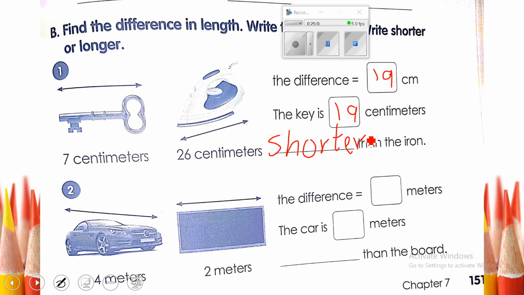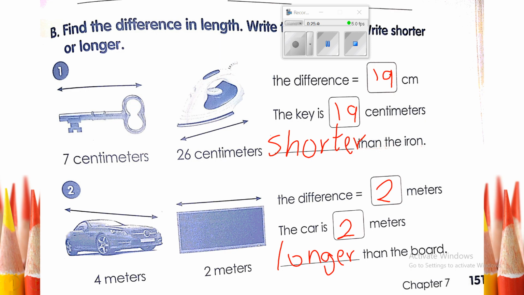Now I have a car, a real car, and a chalkboard. 4 meters for the car, 2 meters for the chalkboard. The difference is what? Yes, it's two. So the car now is 2 meters. Longer or shorter? Perfect. It's longer than the board. Yes. So that's the lesson for today.